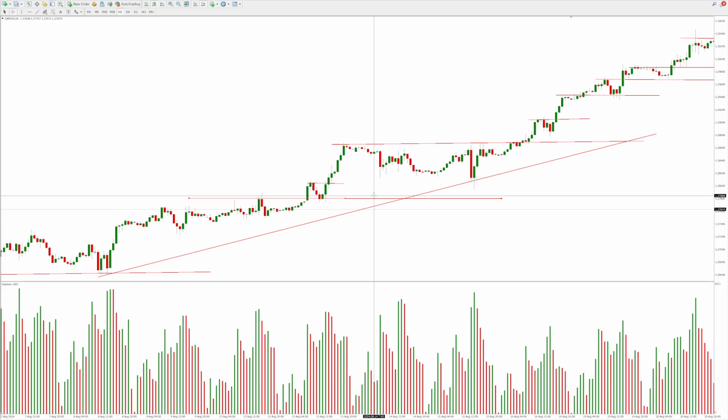Another way to trade the stop in volume as well is some traders would just jump straight in as soon as the volume starts increasing.